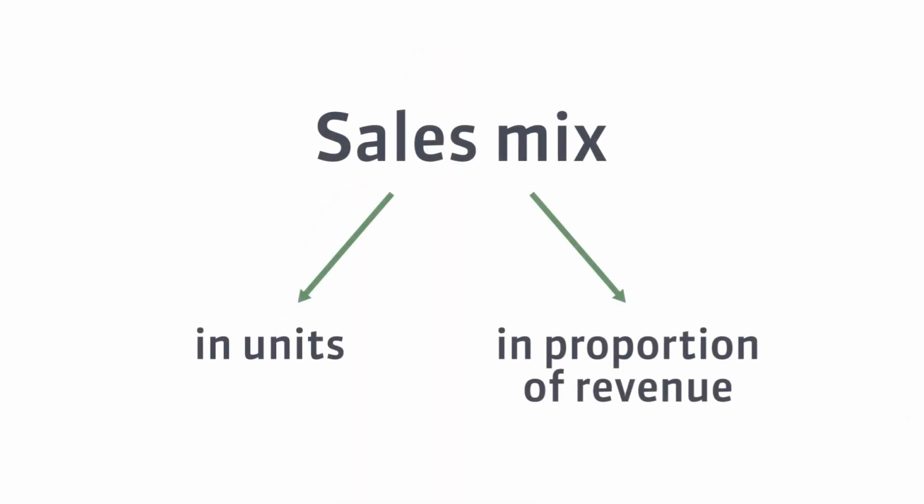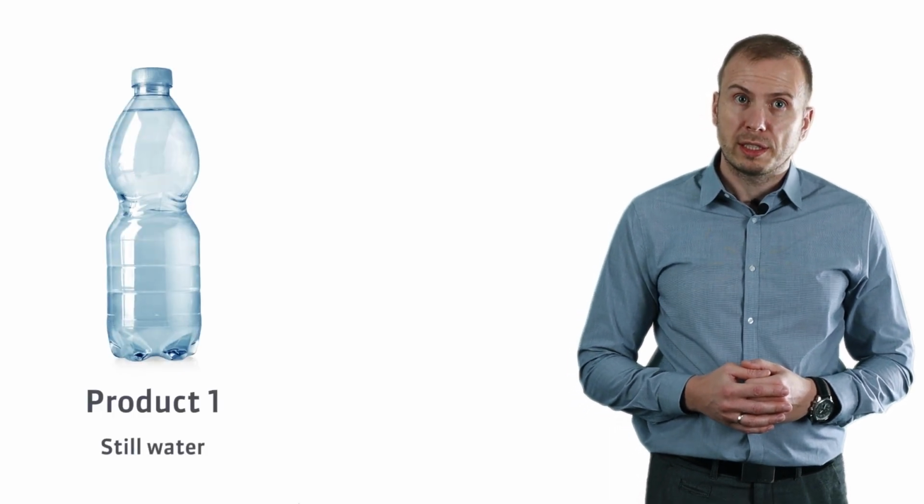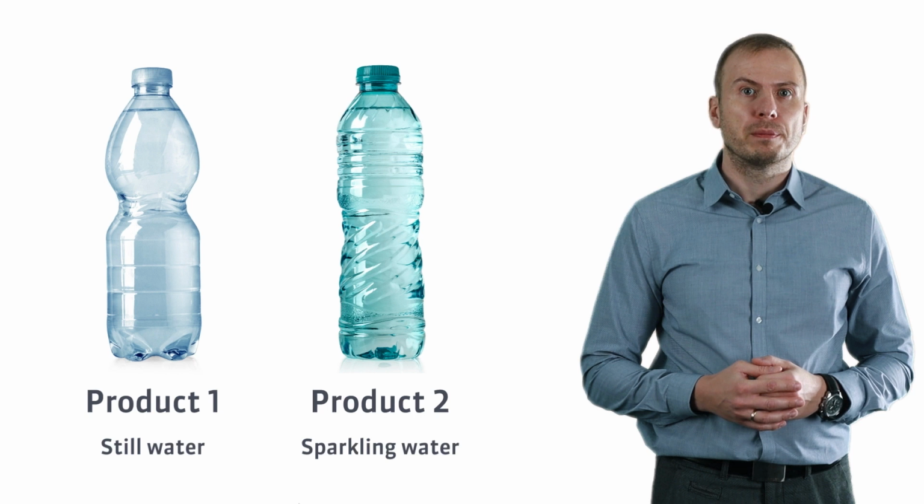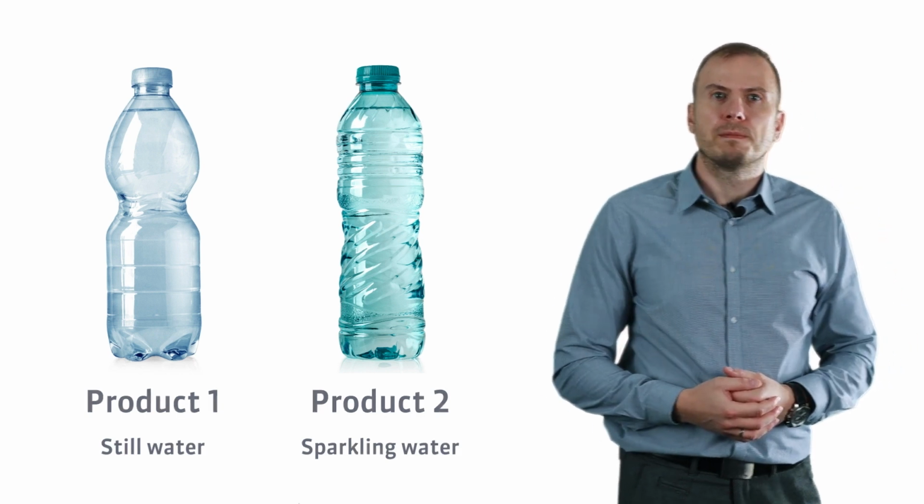Clever, isn't it? This approach will allow the application of the CVP analysis to the business viewed as a whole, not by analyzing each product separately as we did before. The sales mix can be measured in units sold or in proportion of revenue. Let's see an example. Suppose a company sells two types of water, still and sparkling. These are two different products.